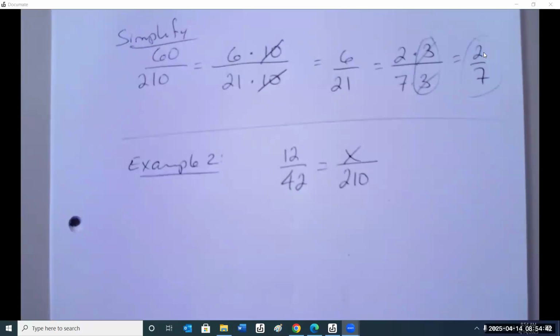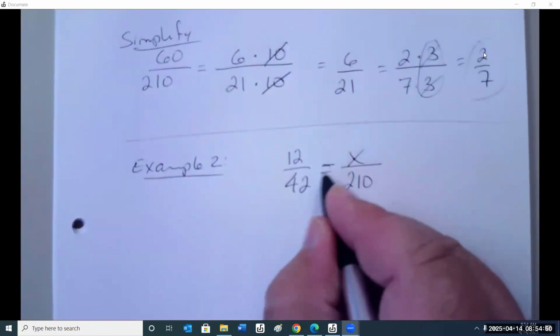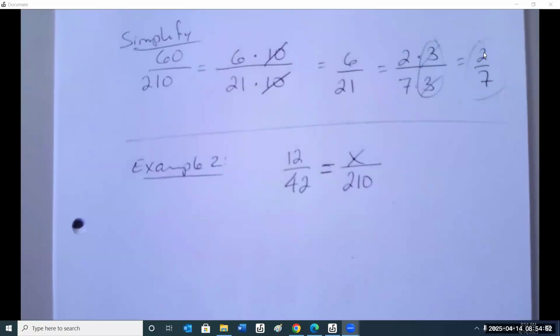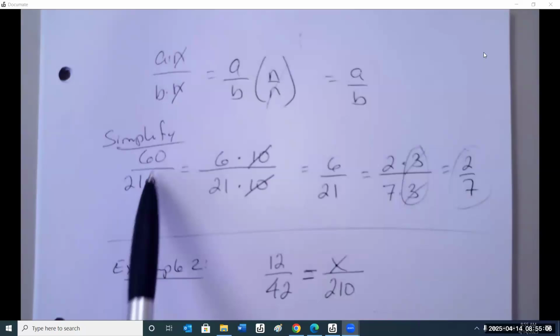Is this an expression or an equation? No. It's got an equal sign, so it's an equation. Equations always ask you to solve for a value. You're not done until you know what the answer is. Expressions only simplify. This was an example of an expression.